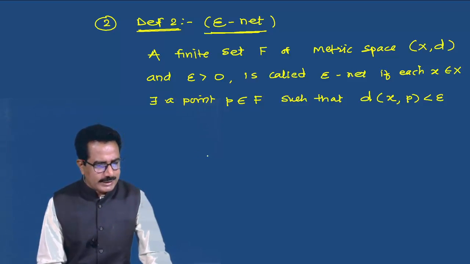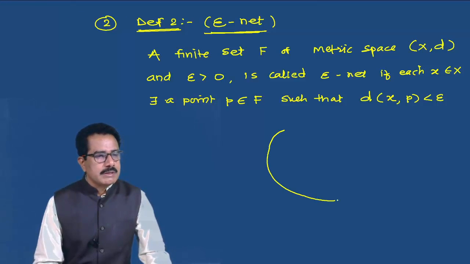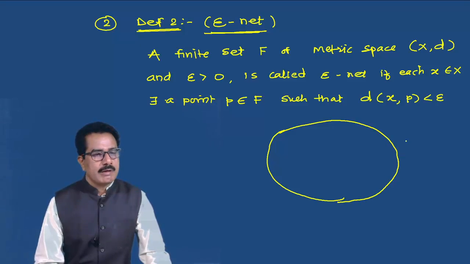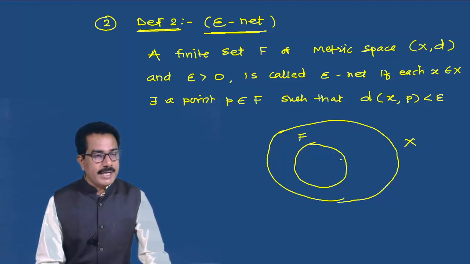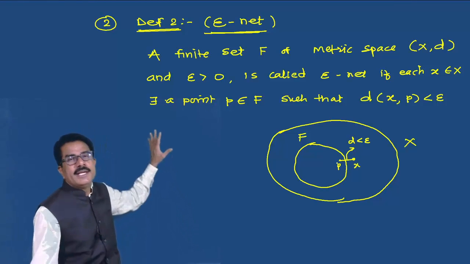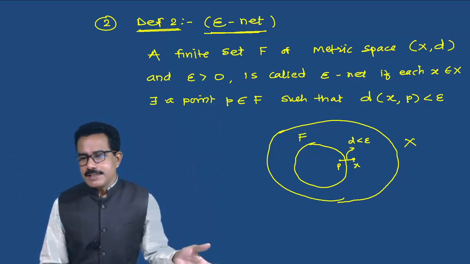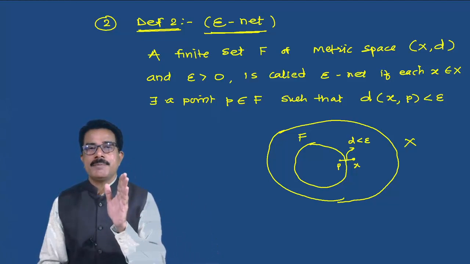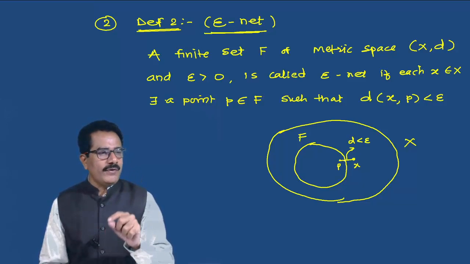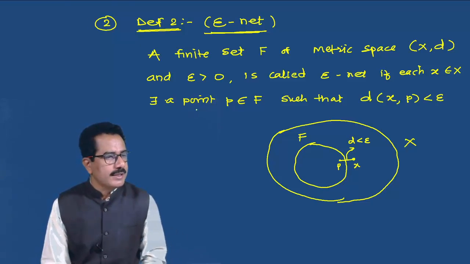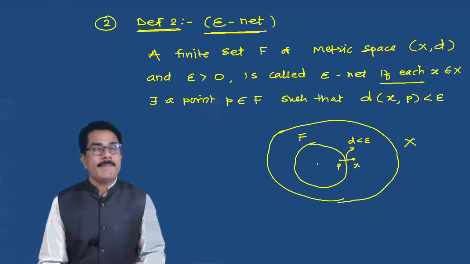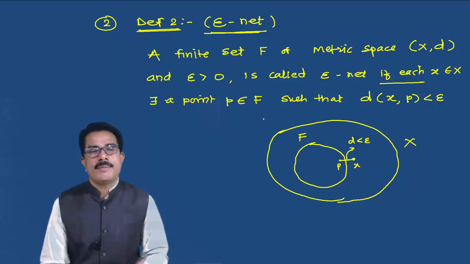Or we can also define another definition. Suppose X, d is a metric space, and suppose F is a subset of the metric space X, then there exists a point p in F whose distance is less than epsilon. This distance should be the smallest. If X is a metric space and F is a subset of X, then what does epsilon net mean? For each small x belonging to capital X, the distance of x comma f is less than epsilon.